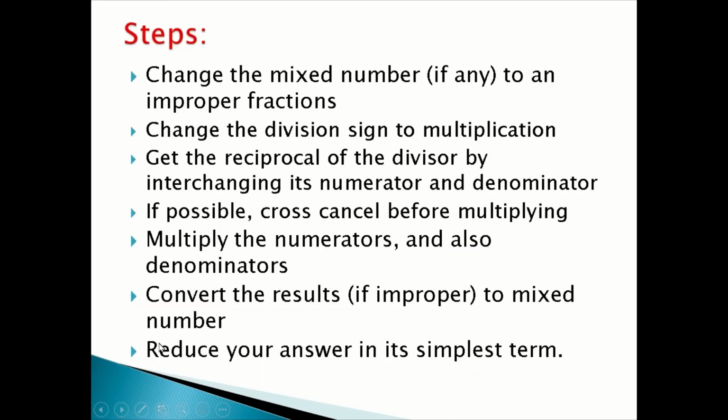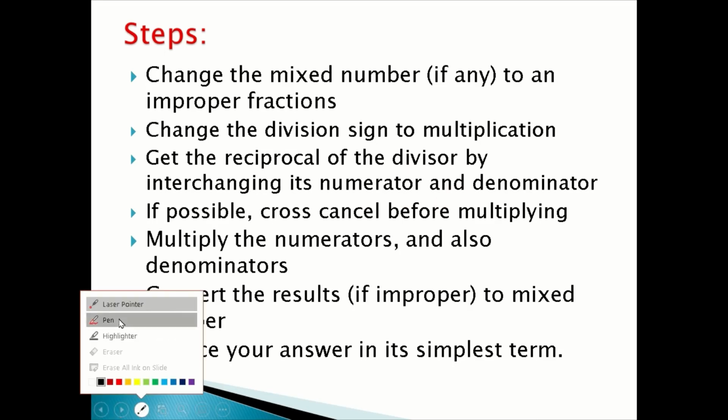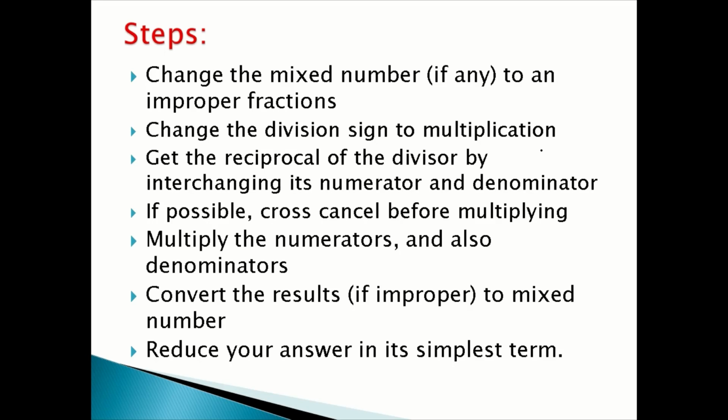Now we have here steps to consider, so let's discuss it one by one. Change the mixed number to an improper fraction, as always, take note of that. Change the division sign to a multiplication sign. And after that, get the reciprocal of the divisor by interchanging its numerator and denominator. For example, 2/3 interchanged will be 3/2, and 1/2 interchanged will be 2. So that's the process of reciprocation, or finding the reciprocal.